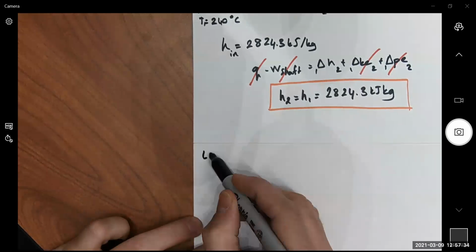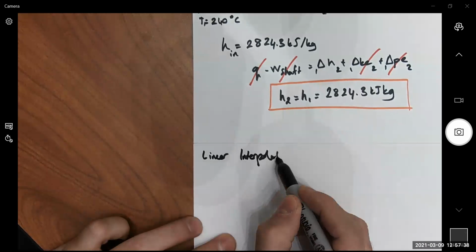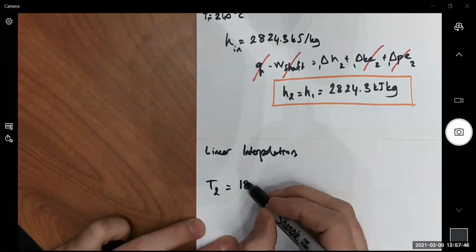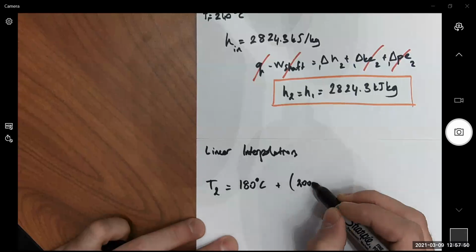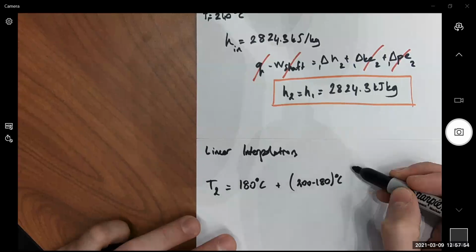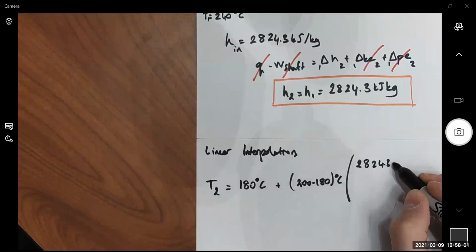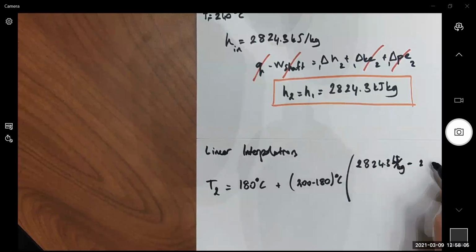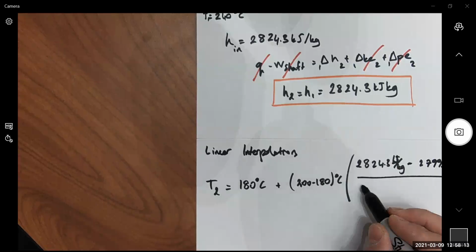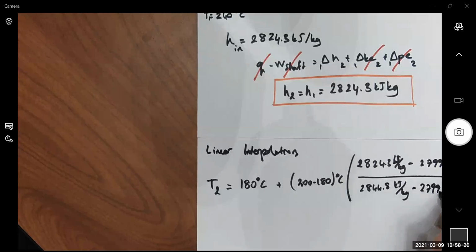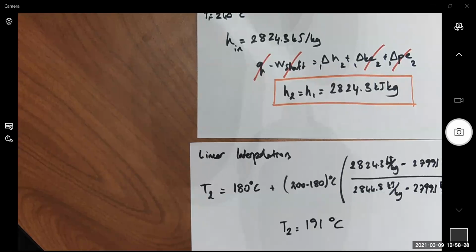By doing linear interpolation, temperature at the exit T2 will be 180 Celsius plus 200 minus 180 Celsius, times 2,824.3 kilojoules per kilogram minus 2,799.1 kilojoules per kilogram, divided by 2,844.8 kilojoules per kilogram minus 2,799.1 kilojoules per kilogram. From here, T2 should be 191 Celsius.